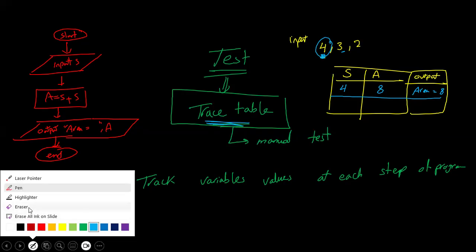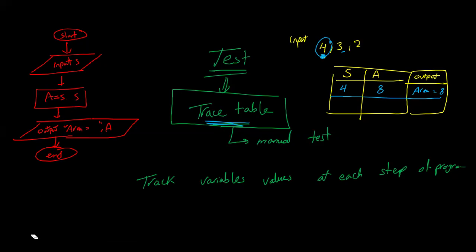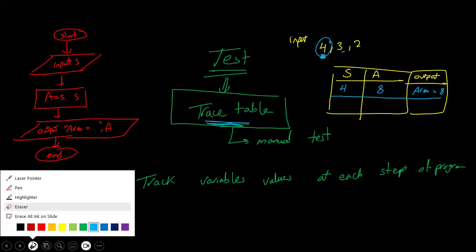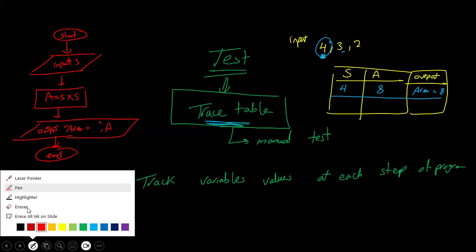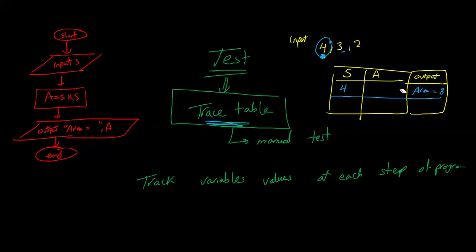So I will check my code and I will find that this is the error which I made, the logic error. So now I can edit the code or the flow chart and I can trace my program again. Input S, it is 4. Area equals S times S. So S times S is 16. Output area equals 16. So I will output area equal 16.